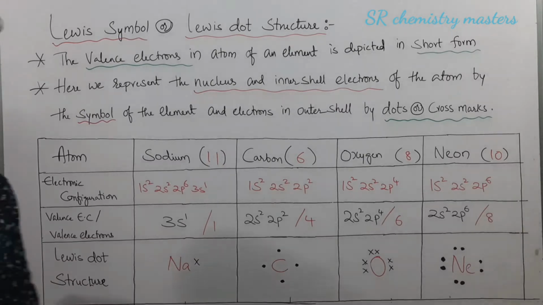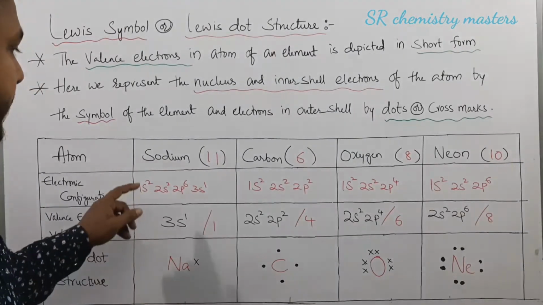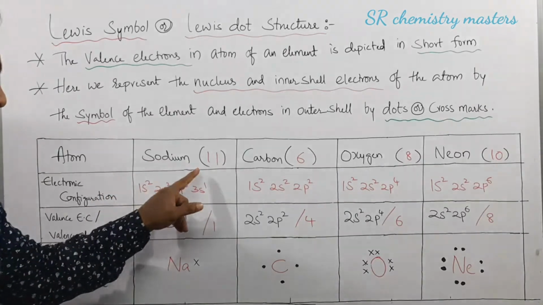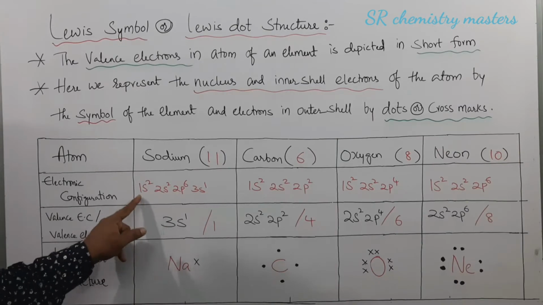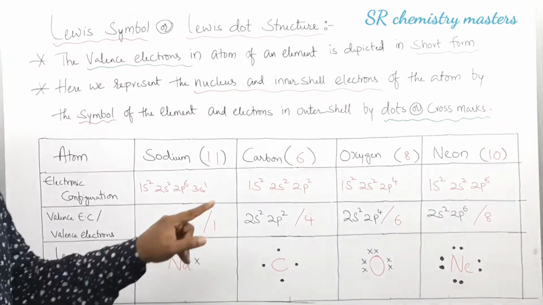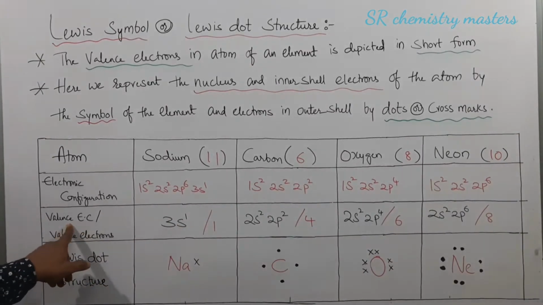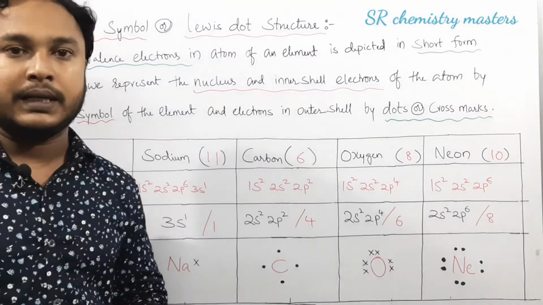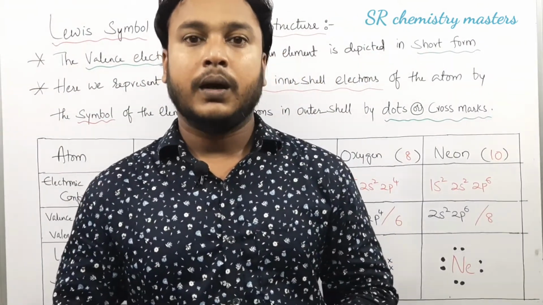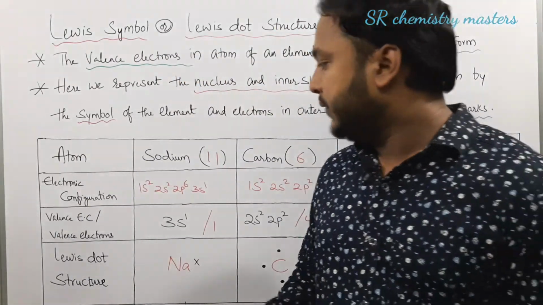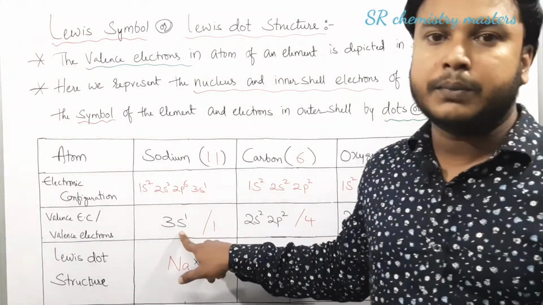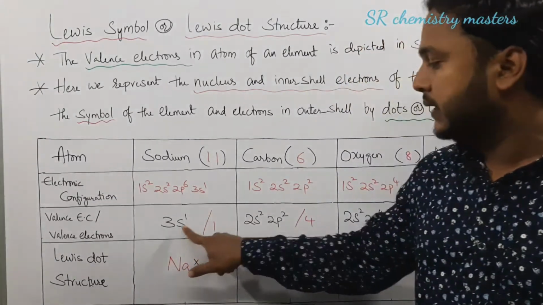Let us take an example first. The first example is sodium. As you know, the atomic number of sodium is 11. The electronic configuration of sodium is 1s2, 2s2, 2p6 and 3s1. As we discussed in the last video, valence electrons are the electrons present in the outermost shell, or valence shell. The valence shell electronic configuration of sodium is 3s1. Here the number of electrons present in the outermost shell is 1.